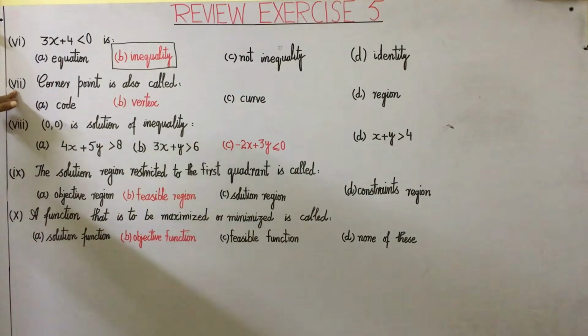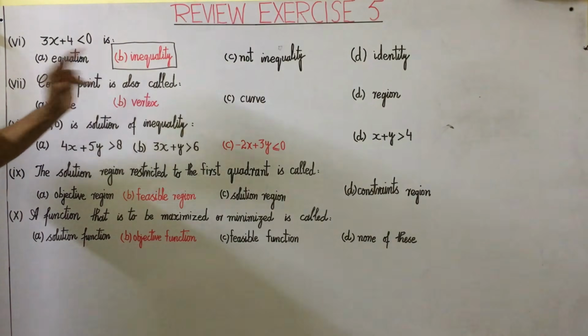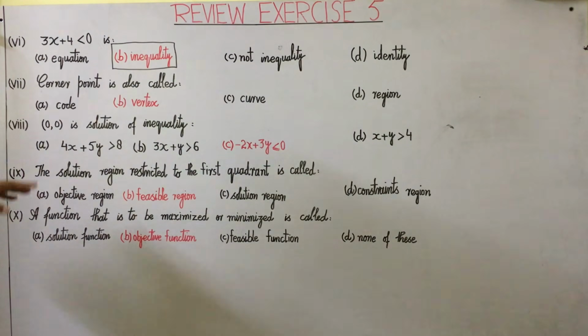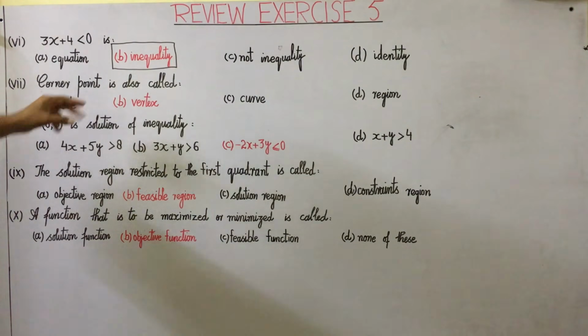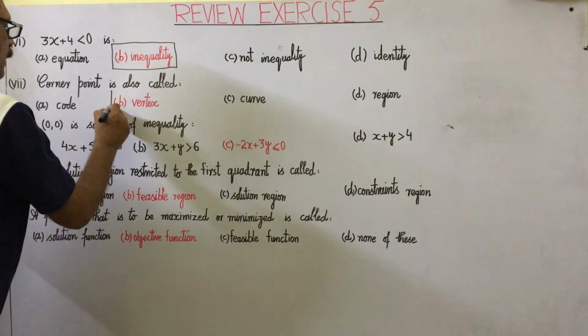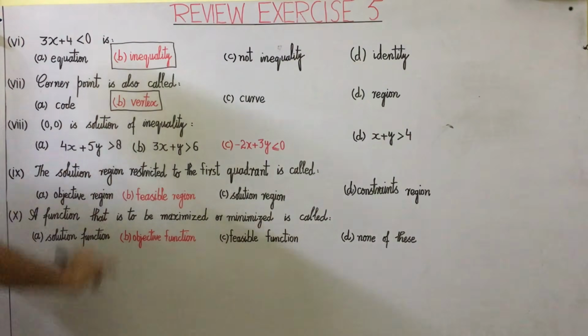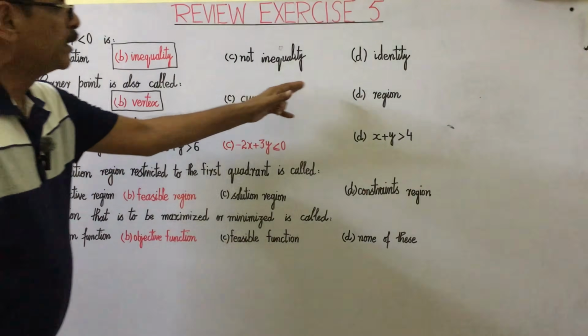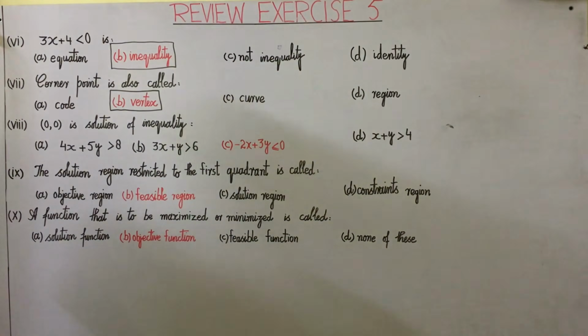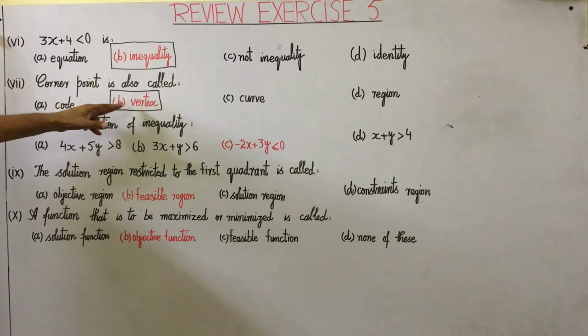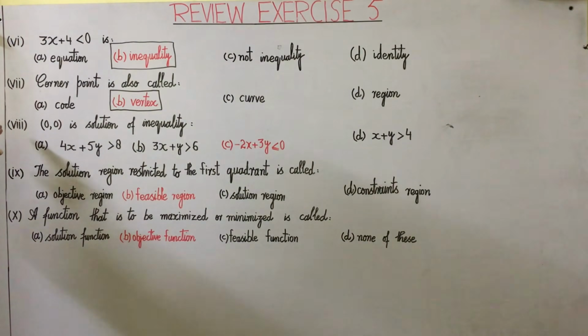Seventh MCQ, corner point is also called chord, no. Vertex, yes. Corner point is also called as vertex. Curve, no. Region, no. So correct option is B, which is vertex.